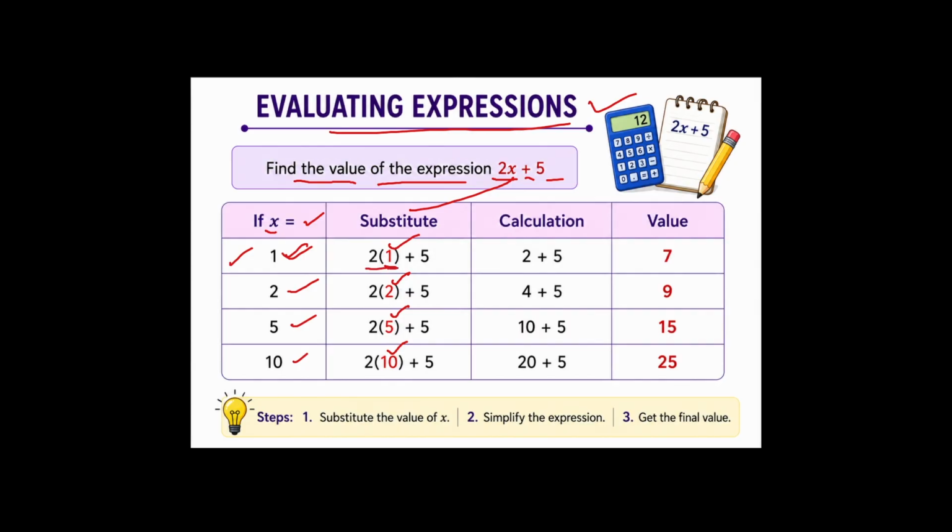Now we multiply 2 by 1 plus 5. 2 times 1 is 2, plus 5 is 7. 2 times 2 is 4, plus 5 is 9. 2 times 5 is 10, plus 5 is 15. And here we have given the value 10 to x, so we multiply 2 by 10 plus 5. 2 times 10 is 20, plus 5 is 25. First substitute the value of x, simplify the expression as we have simplified here, and get the final value, as we have got here.